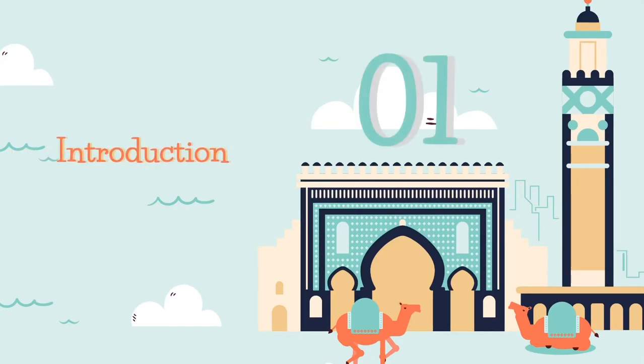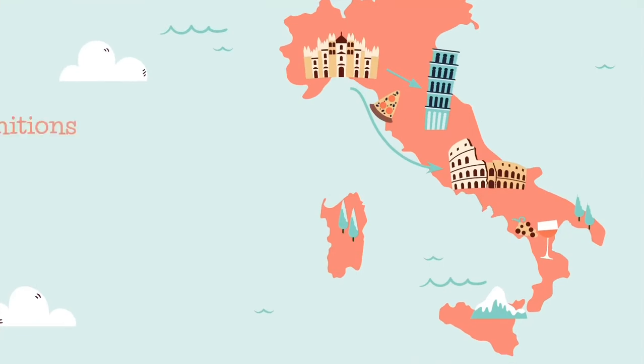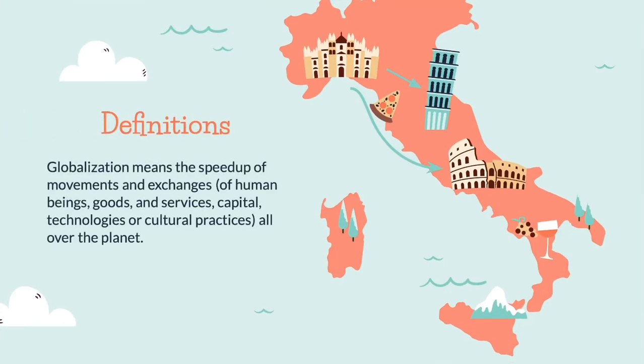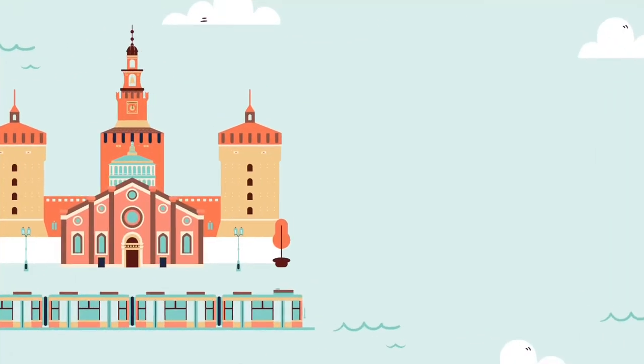Now I'm going to start explaining the basic information about globalization. You may be wondering, what is globalization? Well, globalization means the speed up of movements and exchanges all over the planet. And in case you don't know what environment means, it is the surroundings or conditions in which a person, animal, or plant lives or operates.